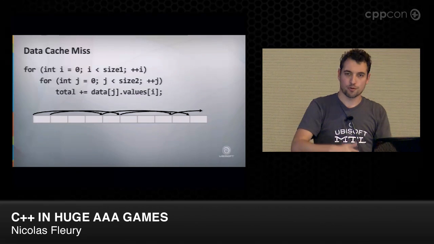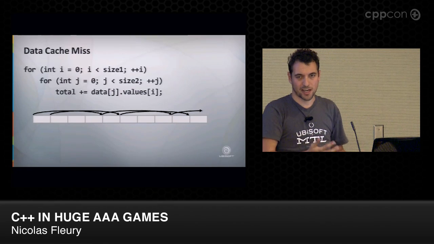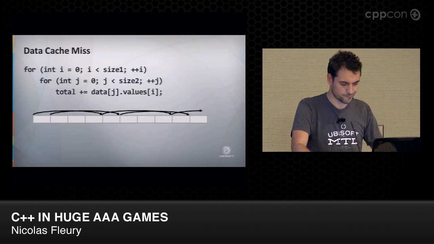The size of an integer is 4, divide 64 by 4, it makes 16. I could expect this to run 16 times slower.